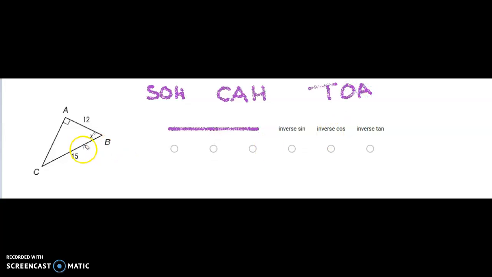Again, let's label the triangle. Across from the angle that we're looking for is opposite. In between the right angle and the given angle is the adjacent. Across from the right angle is the hypotenuse. So we're going to be using this and this. It's adjacent and hypotenuse. That is cosine. So we would be using inverse cosine to find that missing angle.